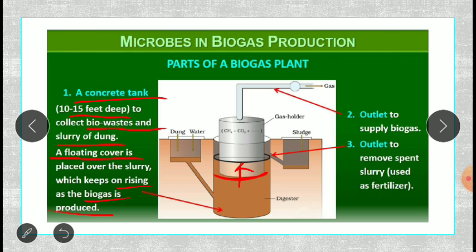Then it requires an outlet so that the gas is going to be supplied outside. It requires another outlet to remove the slurry, that is, whatever used slurry or sludge is going to be there has to be continuously removed so that new slurry can be added to it. So we require an outlet for the removal of the slurry.